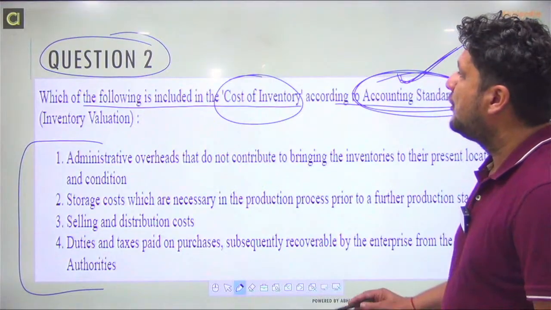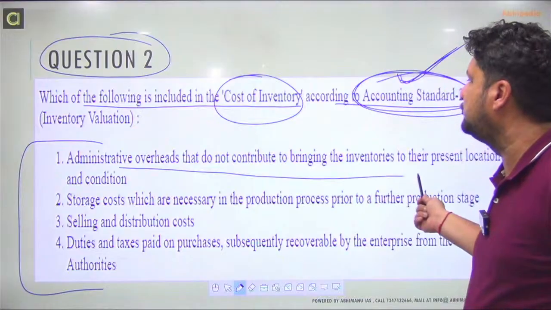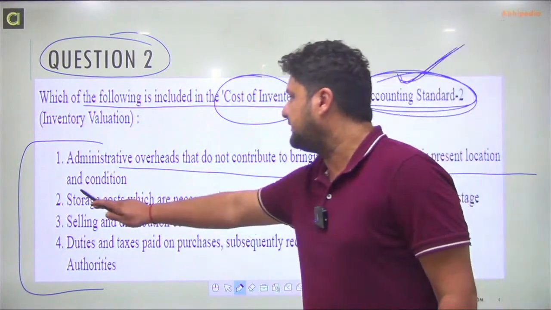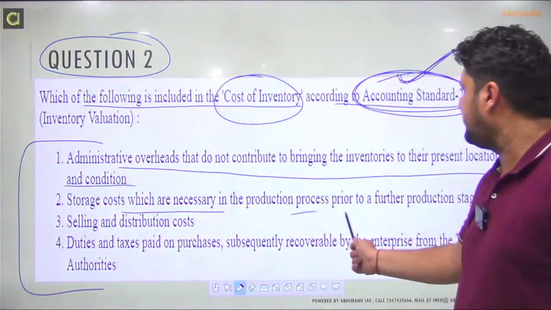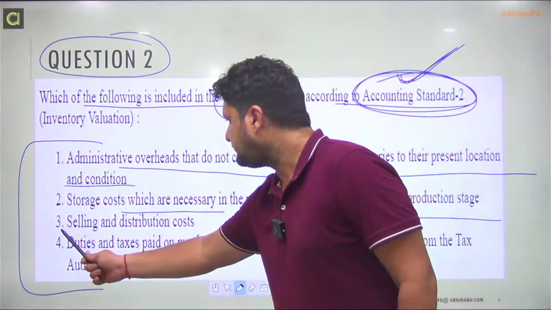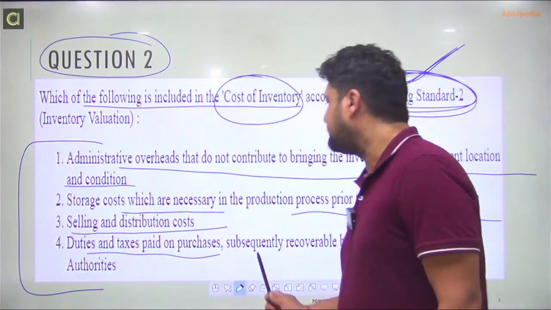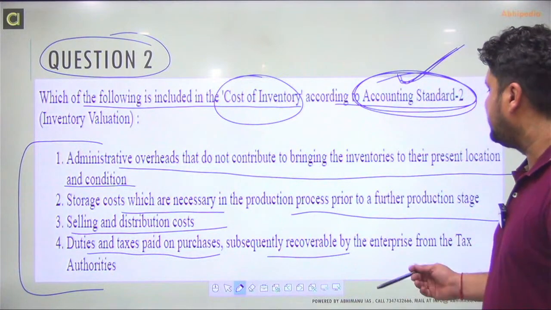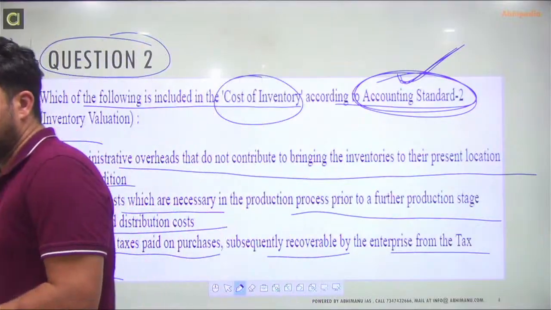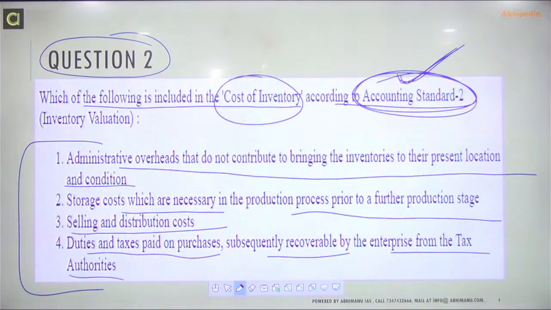is true or included? The statements given are: administrative overheads that do not contribute to bringing the inventories to present location and condition; storage costs which are necessary in the production process prior to a further production stage; selling and distribution cost; duties and taxes paid on purchases subsequently recoverable by the enterprise from tax authority. Which of the following is included in inventory cost? Answer it quickly, then we will move on to the next. Let's see who knows this. If you respond, this session becomes more useful and more helpful to you.